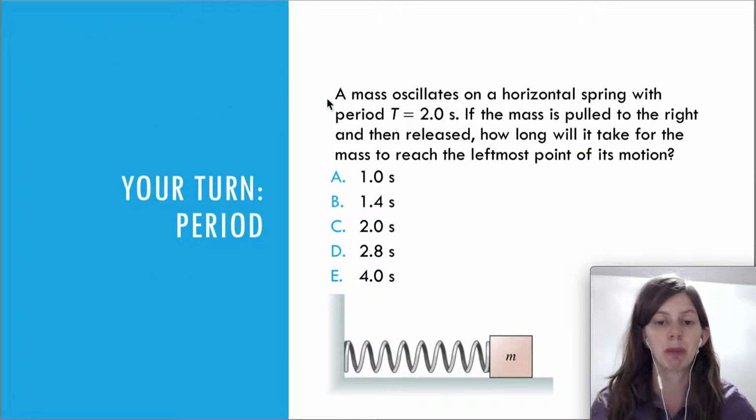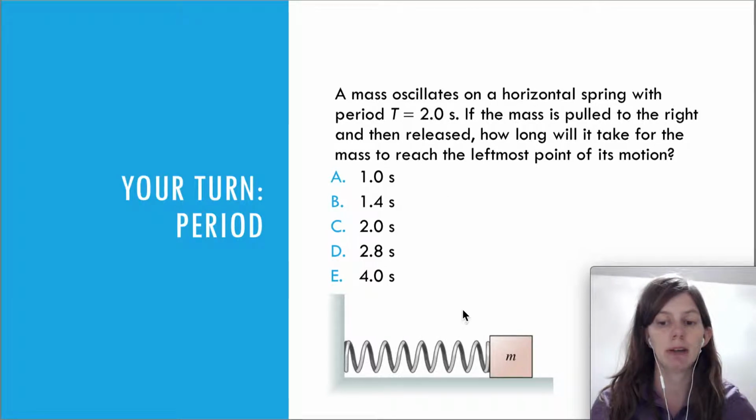Let's do an example for period. A mass oscillates on a horizontal spring with period T equals 2 seconds. If the mass is pulled to the right and then released, how long will it take for the mass to reach the leftmost point of its motion?